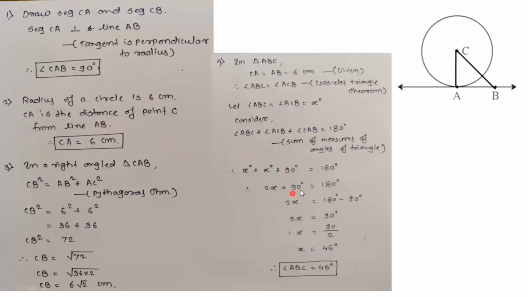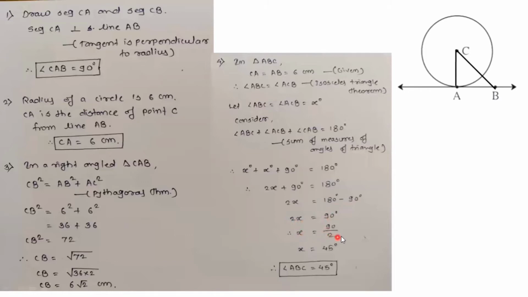X plus x will have 2x plus 90 is equal to 180. We'll transfer 90 to the right hand side to get 2x is equal to 180 minus 90 degree. That is 2x is equal to 90. To find value of x, we'll transfer 2 to the right hand side.